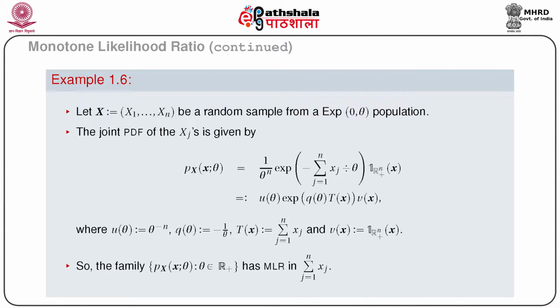We consider another example. Let x1, x2, ..., xn be a random sample from the population with PDF (1/θ)e^(-x/θ). Here P(x;θ) = (1/θ)^n e^(-(1/θ)Σxi). If we set u(θ) = (1/θ)^n, q(θ) = -1/θ, T(x) = Σxi, and h(x) = 1, then we see that P(x;θ) has MLR in Σxi.